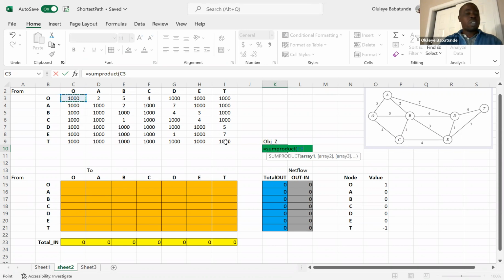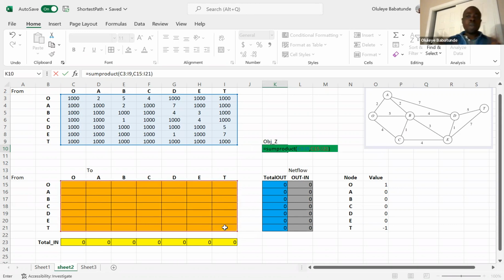Grab the first cell and hold the shift button down and click the last one, okay? Comma, then click the first orange cell, hold your shift button down and click the last one. Okay, that will compute. Look at the way it is done. That will compute some product between what? Your cost matrix and the decision variables.